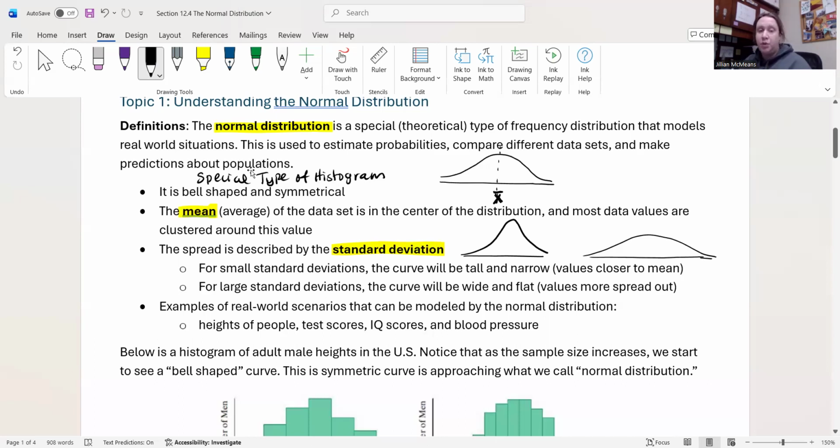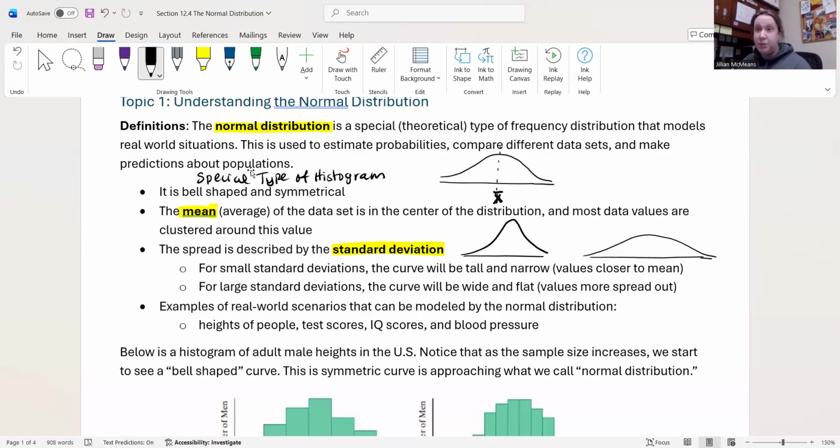Okay, so those are things that are normally distributed. One thing that is really important to point out is when we're looking at a frequency distribution and a histogram, oftentimes we're looking at a sample. So we have to go way back to 12.1. The sample is a subset of the population. The population is every single item that you're looking at.